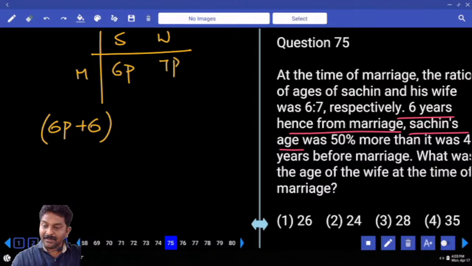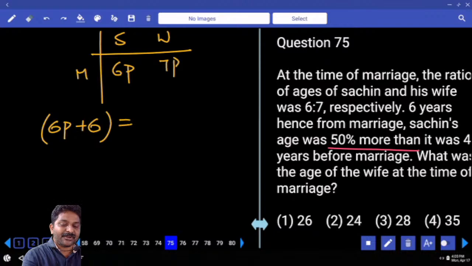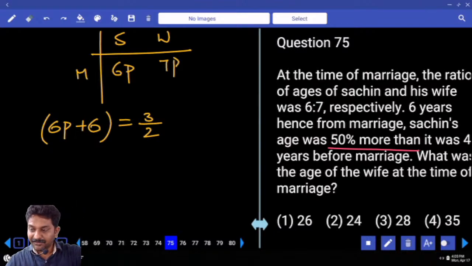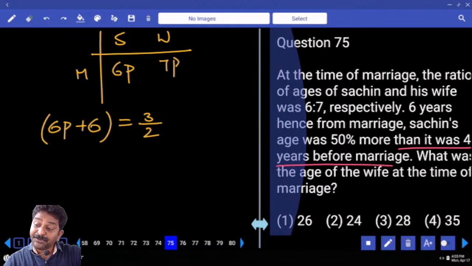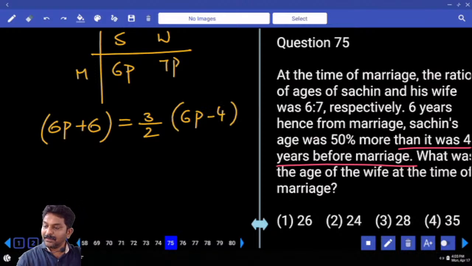Correct? Was 50% more than. 50% more in the sense 150%, which I can write as 3 by 2. 50% more than what? More than it was 4 years before marriage. During marriage time, 6 parts. 4 years back, minus 4. What was the age of wife at the time of marriage? At the time of marriage, her age was 7 parts.